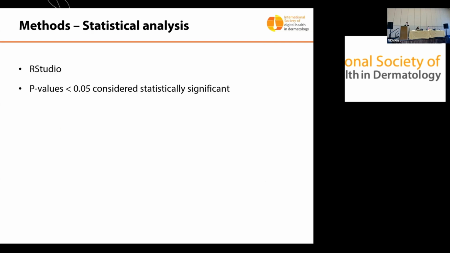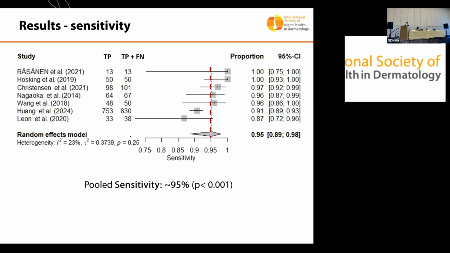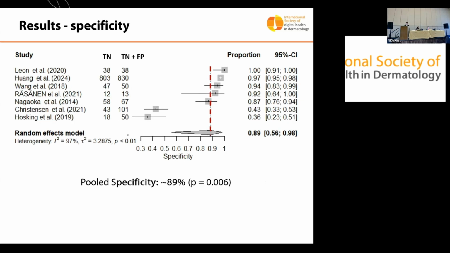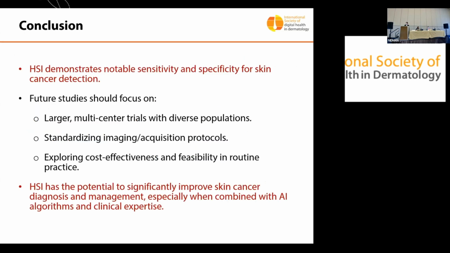We made the forest plots in RStudio and had a p-value of less than 0.05 as statistically significant. Here's the forest plot for sensitivity. The pooled sensitivity was 95% with a p-value of less than 0.01. Here's the forest plot for specificity. We found the pooled specificity to be 89% with a p-value of 0.006.